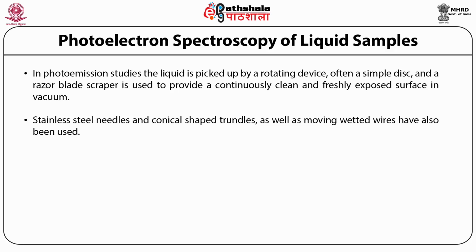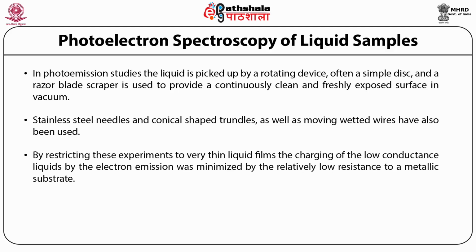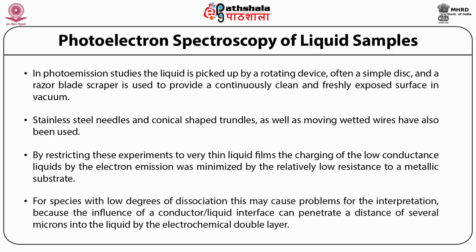In all such experiments, liquid surfaces were limited to equilibrium vapor pressure not greater than about 0.1 torr. By restricting these experiments to very thin liquid films, the charging of the low conductance liquids by the electron emission was maintained by the relatively low resistance to a metallic substrate. For species with a low degree of dissociation, this may cause problems for the interpretation because the influence of a conductor or liquid interface can penetrate a distance of several microns into the liquid by the electrochemical double layer.